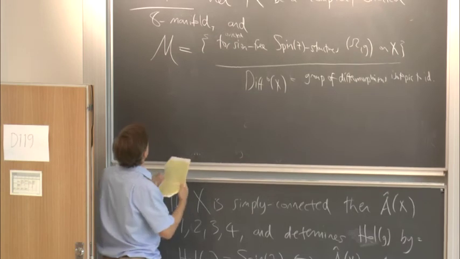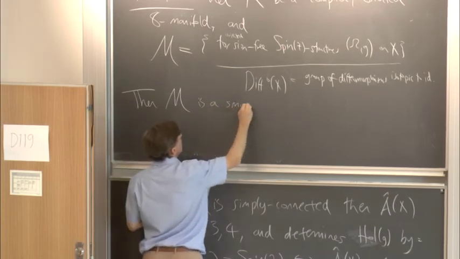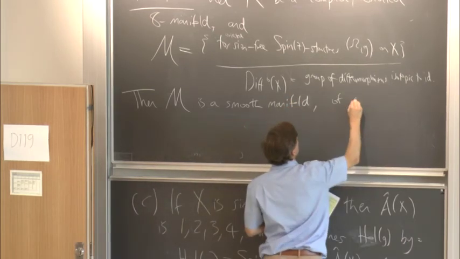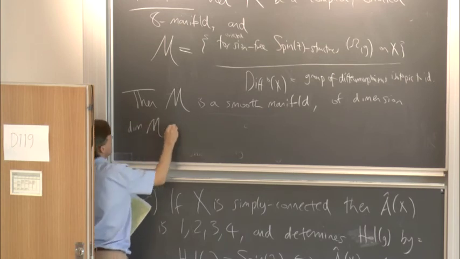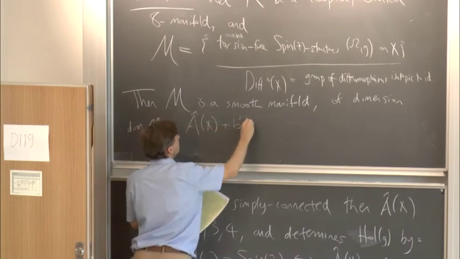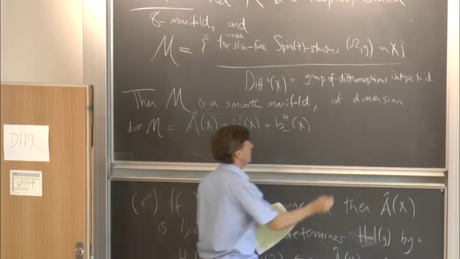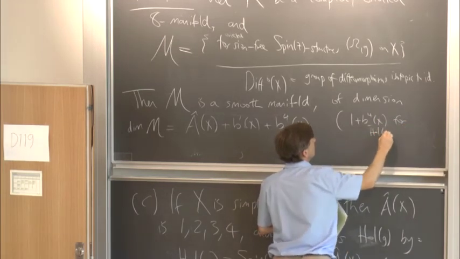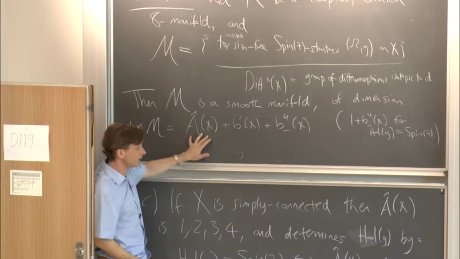So the conclusion is that then M is a smooth manifold of dimension dim M. Well, in the general case, it's A roof of X plus B1 of X plus B4 minus of X. But actually, this is 1 plus B4 minus of X for holonomy G equal to Spin(7), because in the case of holonomy Spin(7), A roof of X is 1 and B1 of X is 0.